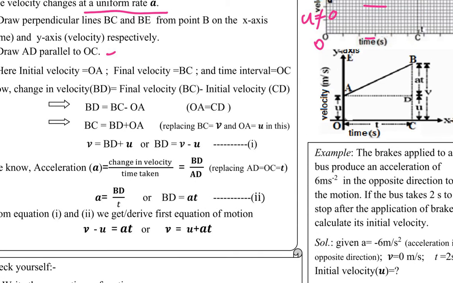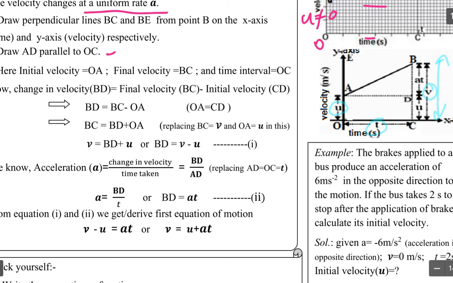Okay, now look at it carefully. If we see carefully in the diagram, here initial velocity OA is equal to u, final velocity BC is equal to v, and time interval OC is equal to t. Now change in velocity, that is BD, only BD.